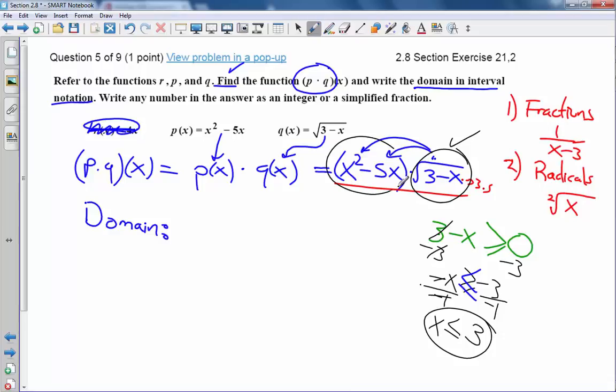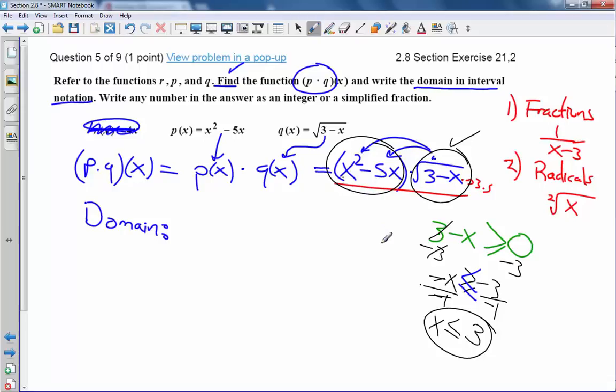How about this side? Is there any value that can make this function sick, that part of the function sick? X squared minus 5x? Any number we should be avoiding to use in this x?